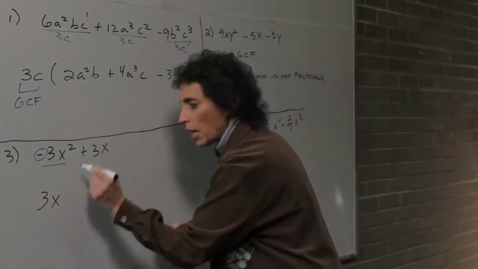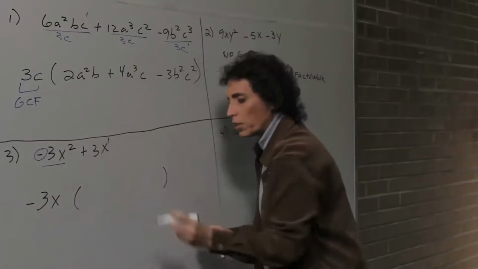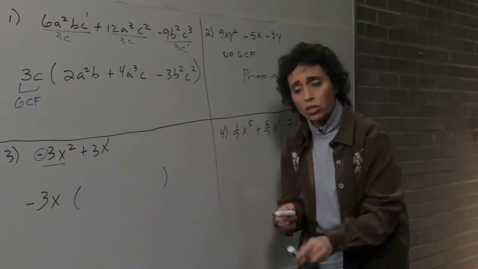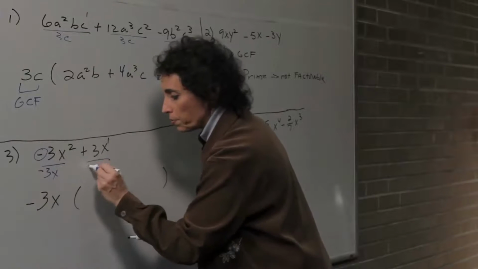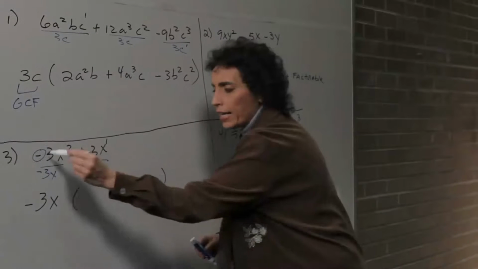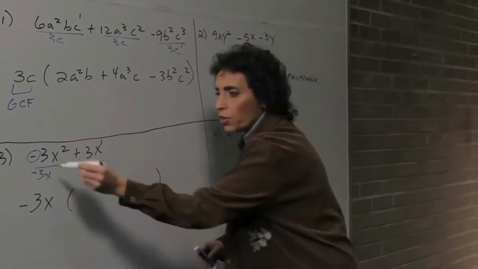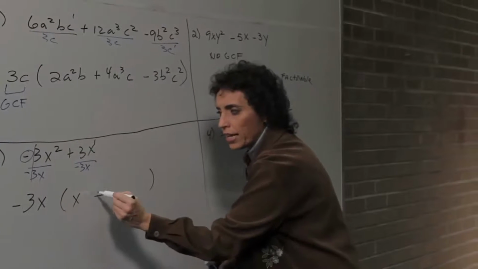We have an X in common. Smallest exponent is 1, but I'm going to factor out that negative. Okay, that's going to help us later, especially in intermediate algebra. Now we're going to divide by this -3x. We get negative divided by a negative is a positive. The 3's go, but we have an x left upstairs. Positive divided by negative is a negative.